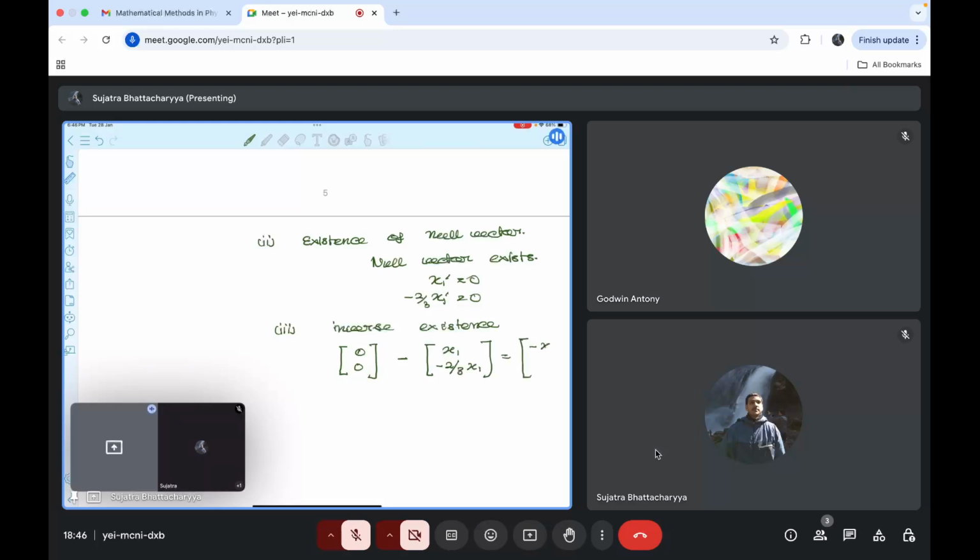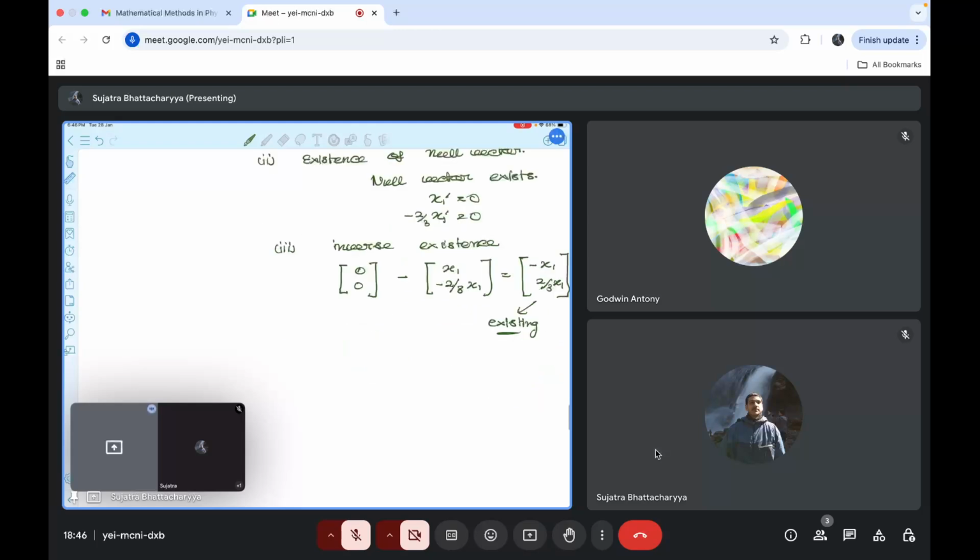So it will be nothing but minus x1 and this will be 2 by 3 x1. That's all. So there is an existence. Okay, so this proves that this V is a vector space. So V is a valid linear vector space. That's all. So this is how the question has to be tackled. One, you have to check certain properties, particularly the vector addition and the scalar multiplication. Those two have to be satisfied. After that, you go for existence of null vector or inverse. That is up to you.